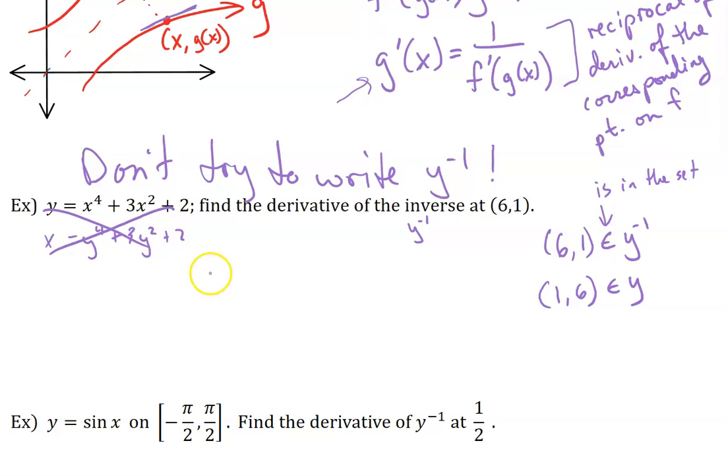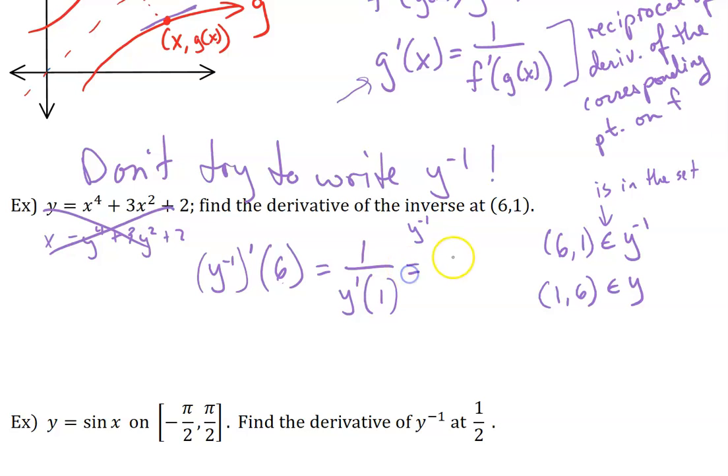So I'm going to write that y inverse prime of 6, okay, so that's my y inverse, that's my g function from up above. Our point is at 6, and that's going to be equal to 1 over the original function's derivative at, and now here's the important thing, the corresponding x value on y, which is x equals 1. So these two numbers should never be the same thing. Oh, that looks like an exclamation mark now. There we go. Okay, these two numbers should never be the same.